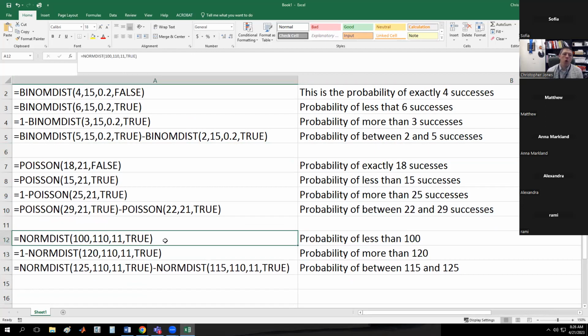So again, for norm dist, you type in whatever the X value is. Then you type in the mean, then you type in the standard deviation. For norm dist, you're going to use true all the time, because we're not going to find exactly anything.